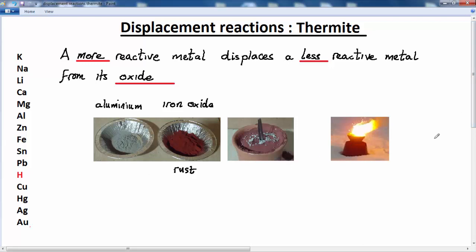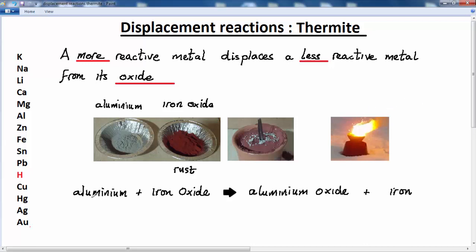So let's look at this displacement reaction. We can see that what happens is the aluminium, which is a more reactive metal than iron, kicks the iron out of the iron oxide and forms aluminium oxide, which is a more stable compound, and releases iron. Now there's so much heat produced in this reaction that the iron at this stage is in the molten state, so it's quite an impressive reaction.